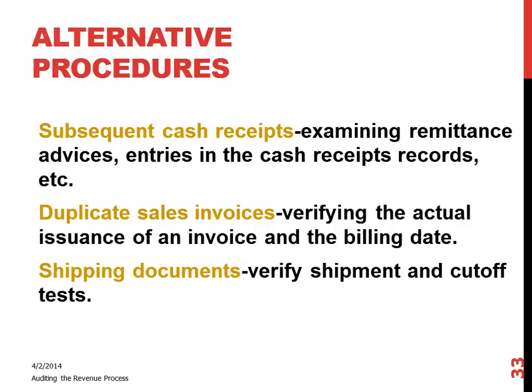And another way, which I think is probably more accurate than duplicate sales invoices, is shipping documents. All that really tells you at this point is that it's a valid accounts receivable. If I shipped it, I did process a sale for this customer, and so there's a corresponding receivable. But probably the most used alternative procedure would be first to look at subsequent cash collections, and then if there's not been a cash receipt associated with that receivable, then to look at either shipping documents or duplicate sales invoices.